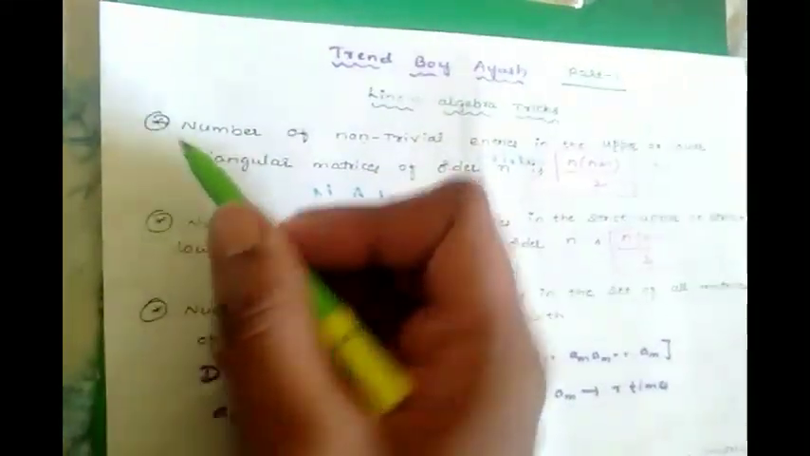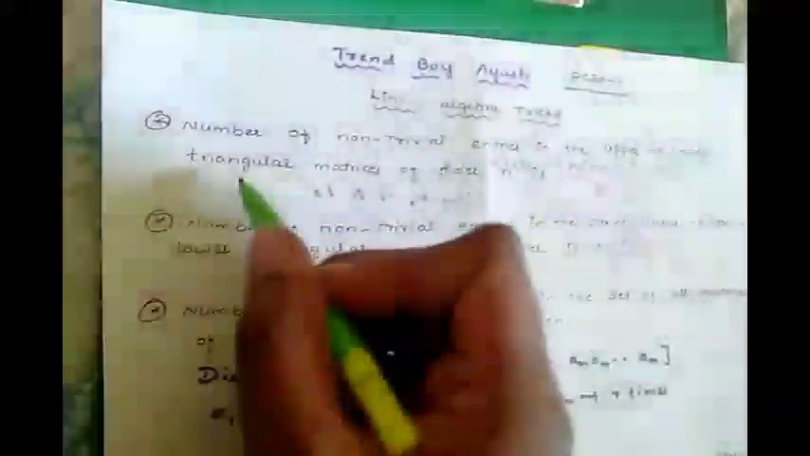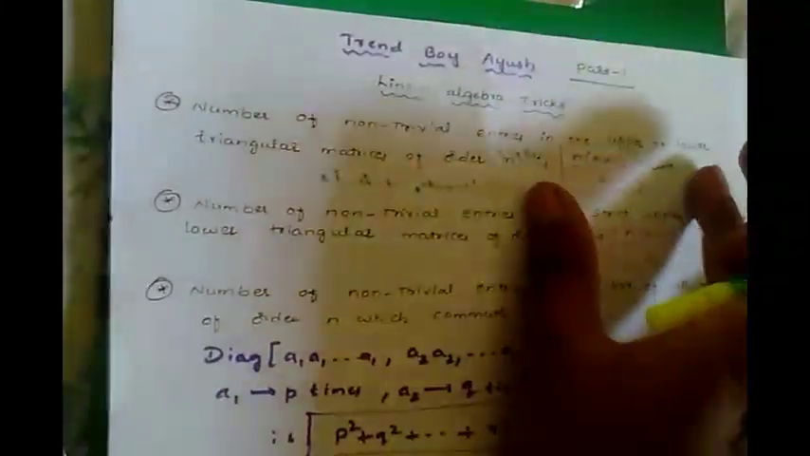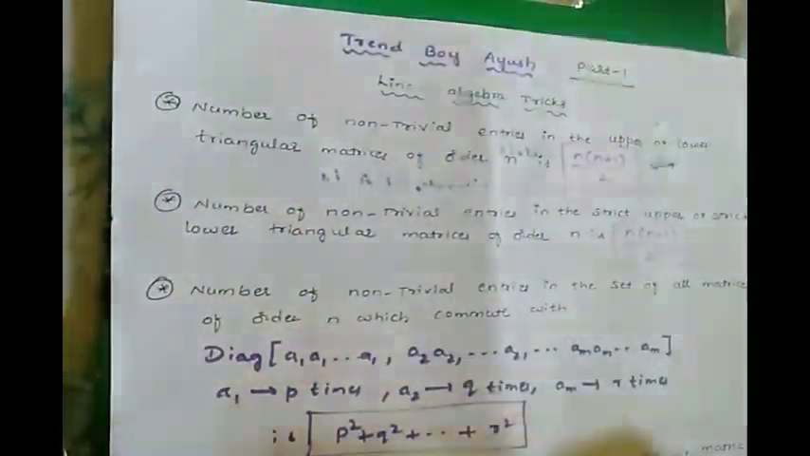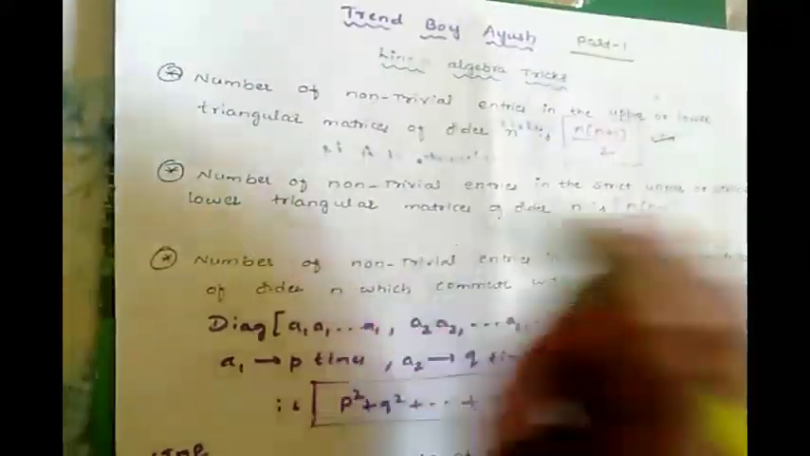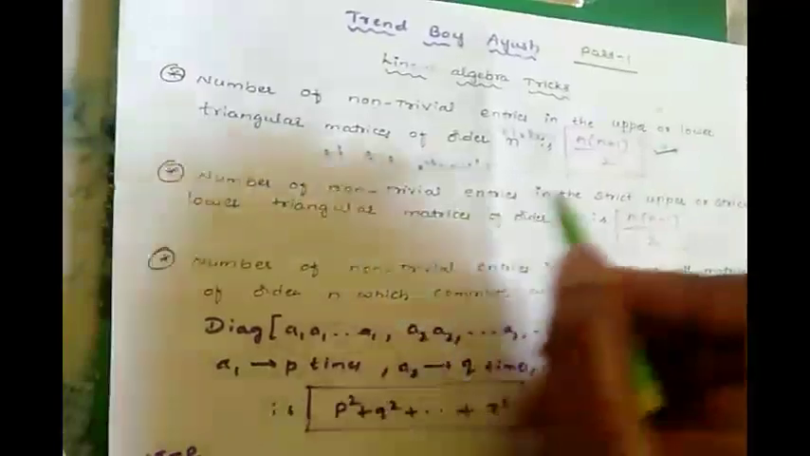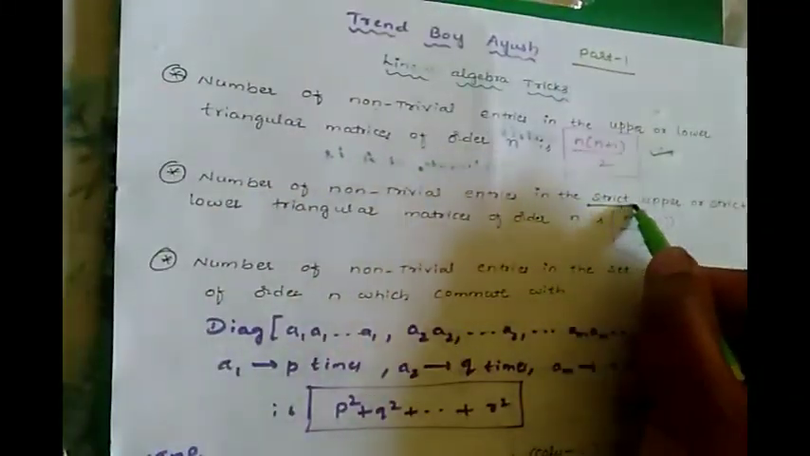The first result is: the number of non-trivial entries in the upper or lower triangular matrix of order n is n into n plus 1 by 2. Okay, if you want proof, I will upload it in the next video. This video is only for results and tricks. And next one is: the number of non-trivial entries in the strict upper or strict lower triangular matrices of order n is n into n minus 1 by 2.